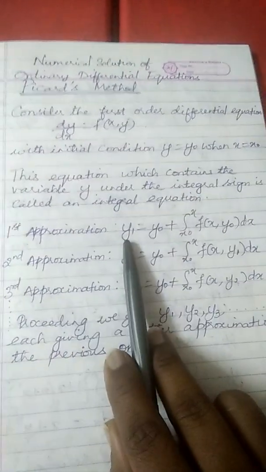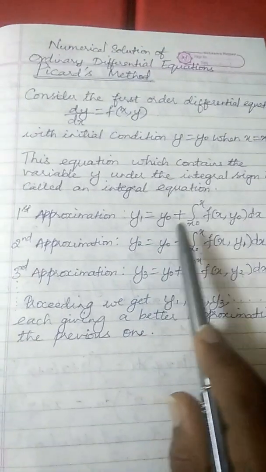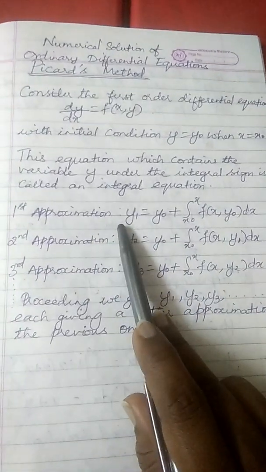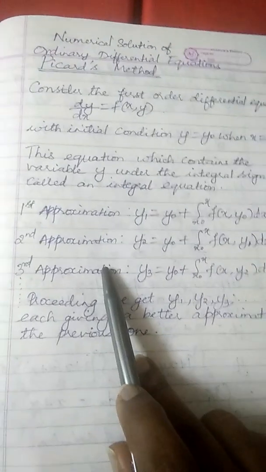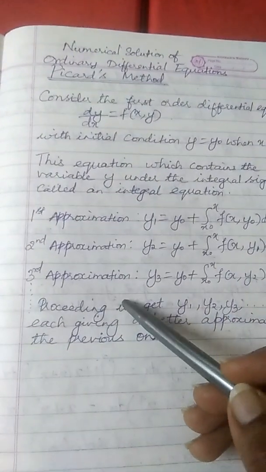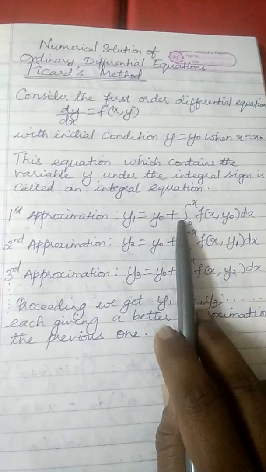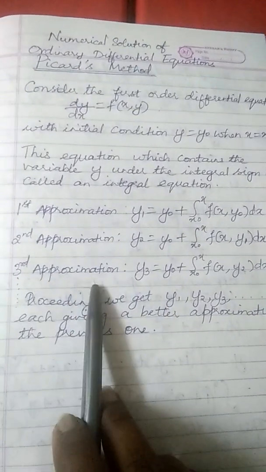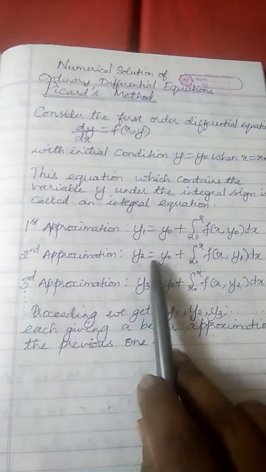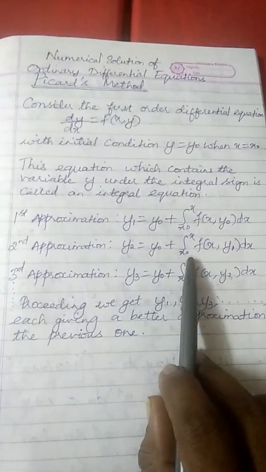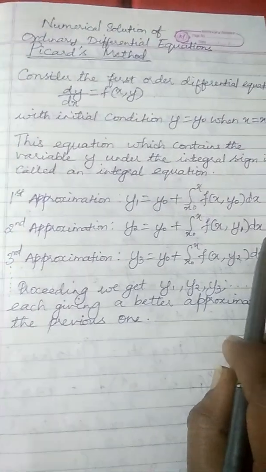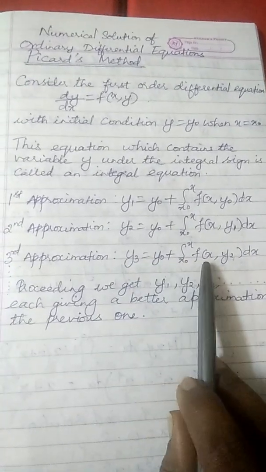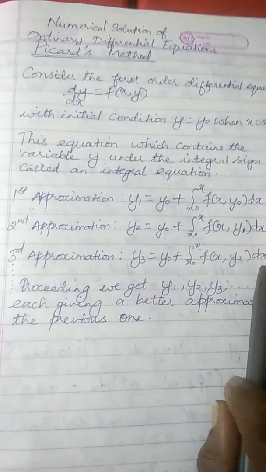The first approximation is given by y1 equal to y naught plus integral x naught to x f of x, y naught dx. So Picard's method is again an iterative process where we repeat the same procedure again and again. We find the second approximation from the first approximation, third approximation from the second approximation and so on. So to find the second one, y2 is equal to y naught plus integral x naught to x f of x, y1 dx. Similarly, third approximation is obtained from y2. y3 equal to y naught plus integral x naught to x f of x, y2 dx.